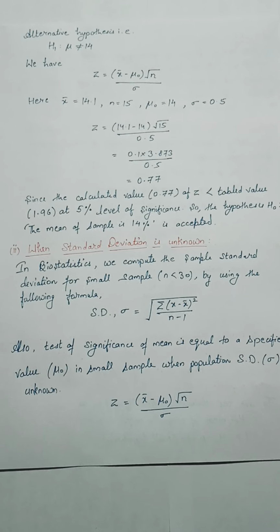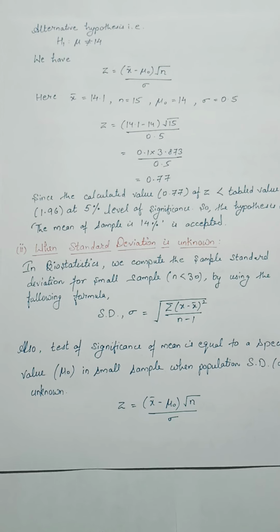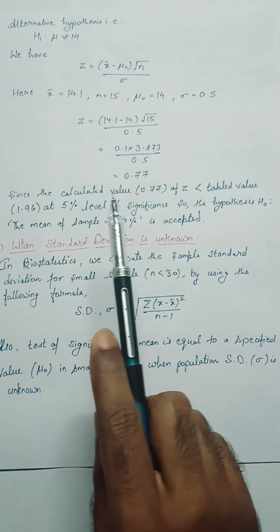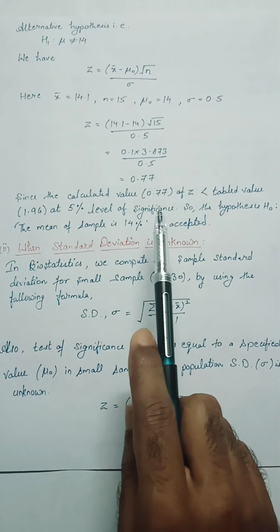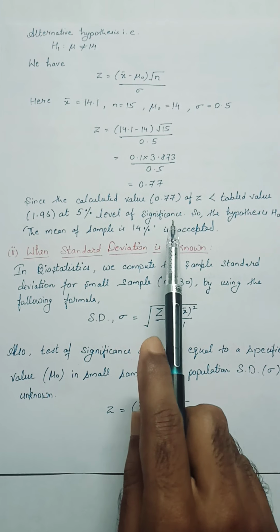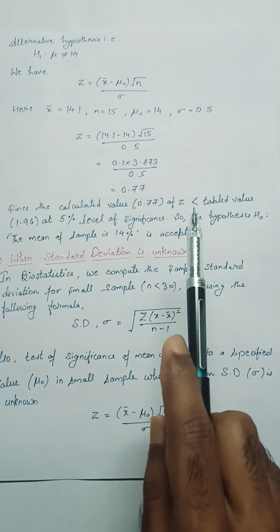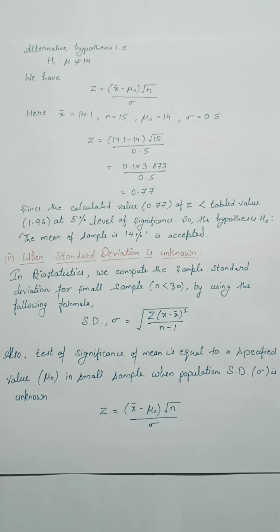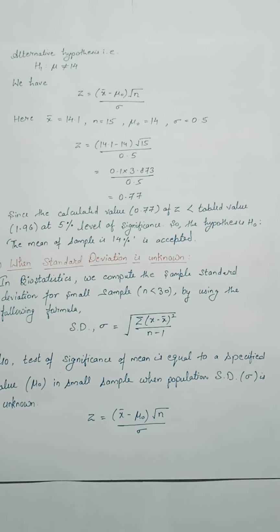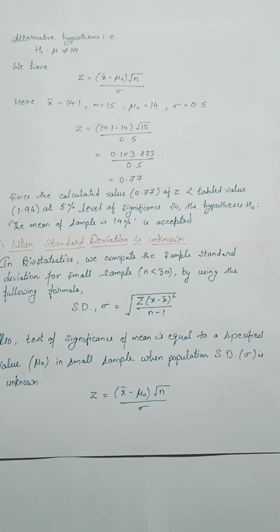Put all these values. After solving this, we get the value of z as 0.77. Since the calculated value of z, that is 0.77, is less than the tabled value at 5% level of significance, which is 1.96, the null hypothesis H0 is accepted, which says that the mean of sample is 14%.